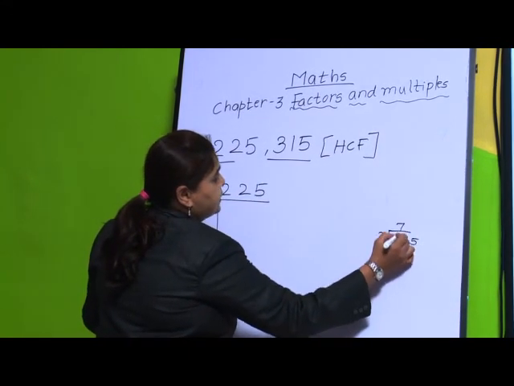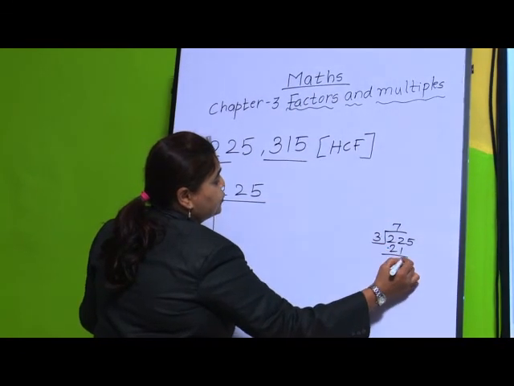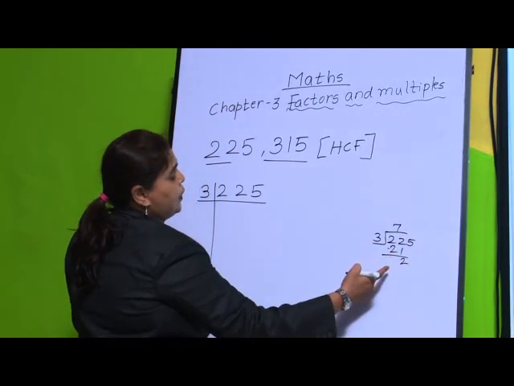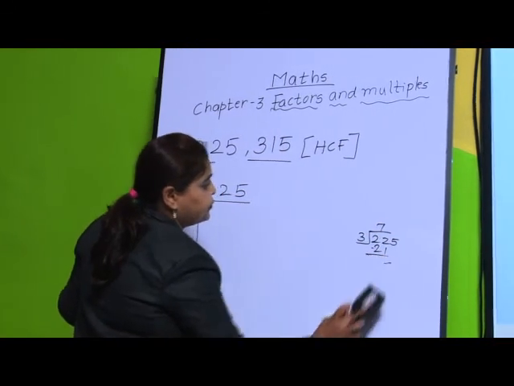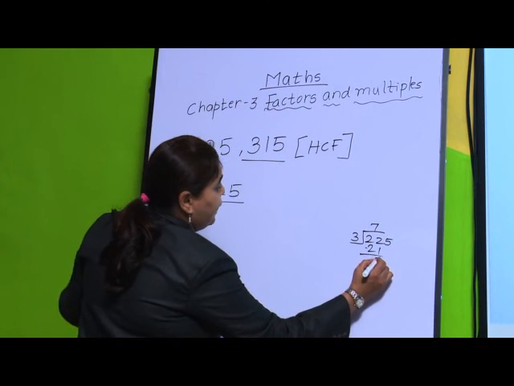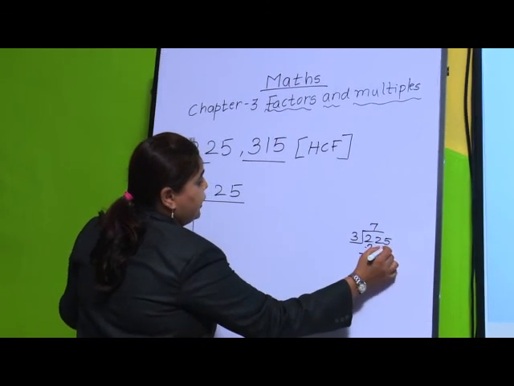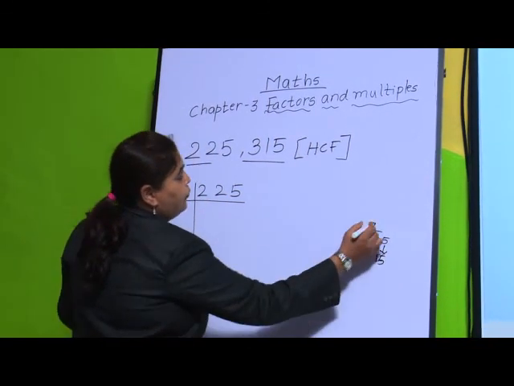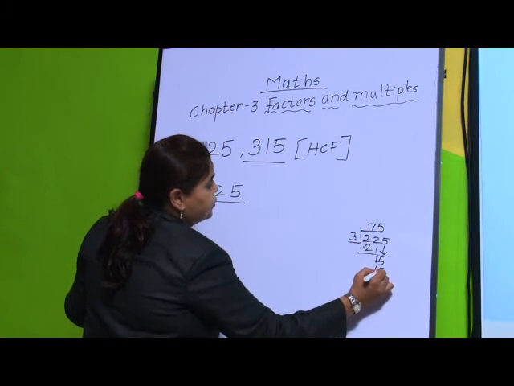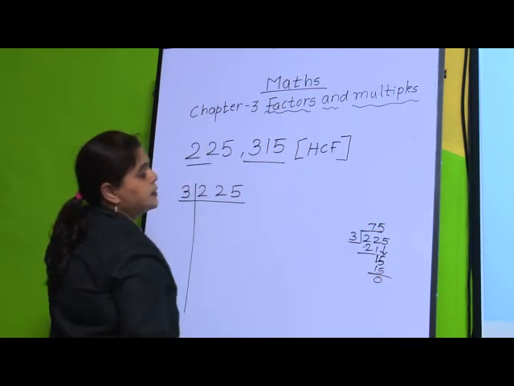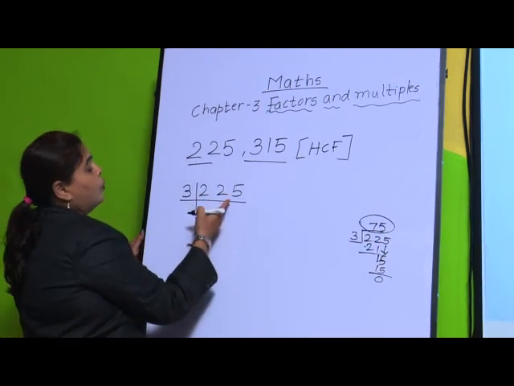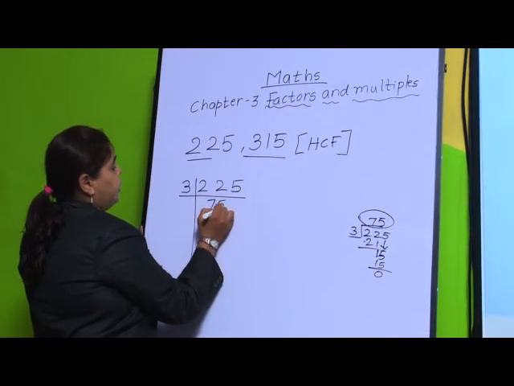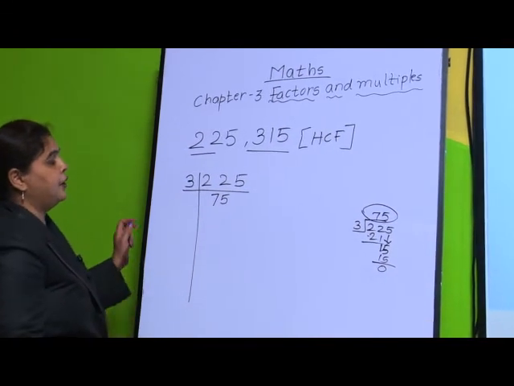So, 3 7s are 21. So, 22 minus 21 is 1, and this will be 5. We are getting 5 down. So, 3 5s are 15. So, the remainder always should be 0. What we are getting in the quotient should be written here. So, we can write here 75, since 75 3s are 225.